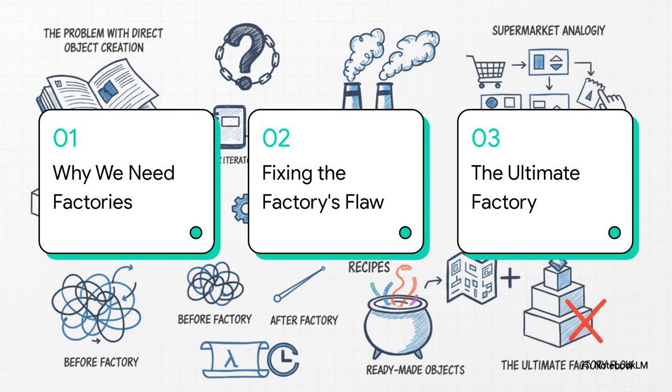So, here's our game plan. First, we'll talk about why we even need factories to begin with. Then, we're going to find a pretty common flaw in the simple versions and, of course, fix it. And finally, we'll level up to build what I'm calling the ultimate flexible factory. It might just change how you think about creating objects.